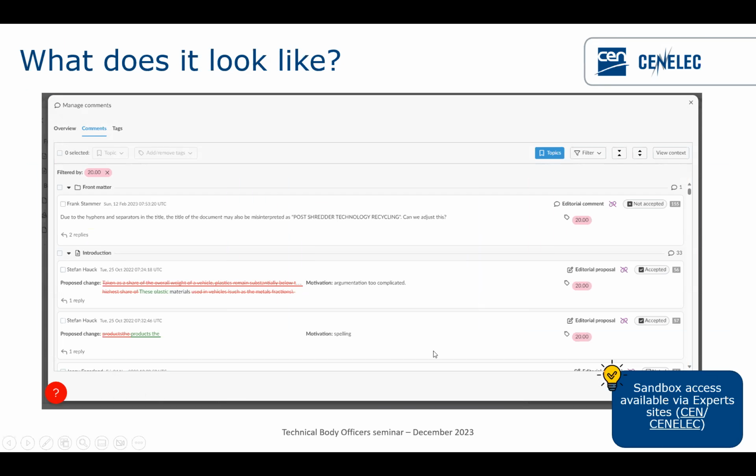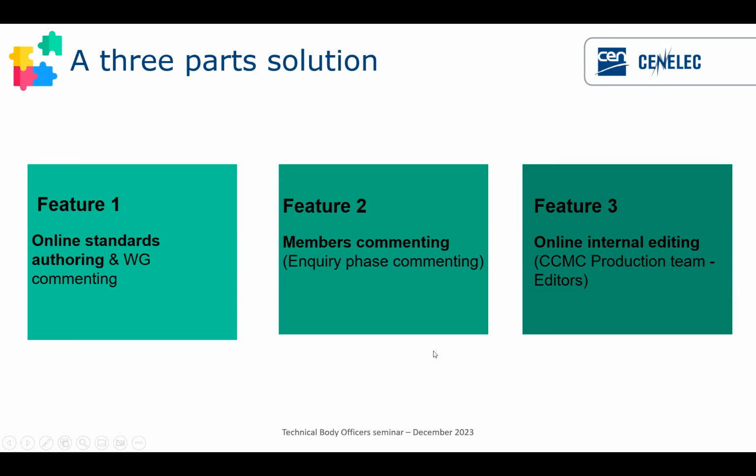So what I've shown you is the first feature that we have in the OSD, and we will go into a bit more detail in our timeline. But the idea is that the tool will cover the whole standard drafting process. What I showed you about writing a standard is actually the first feature, related to what we call authoring: online standard authoring and workgroup commenting. But as I said, the whole drafting process will be available in the tool.